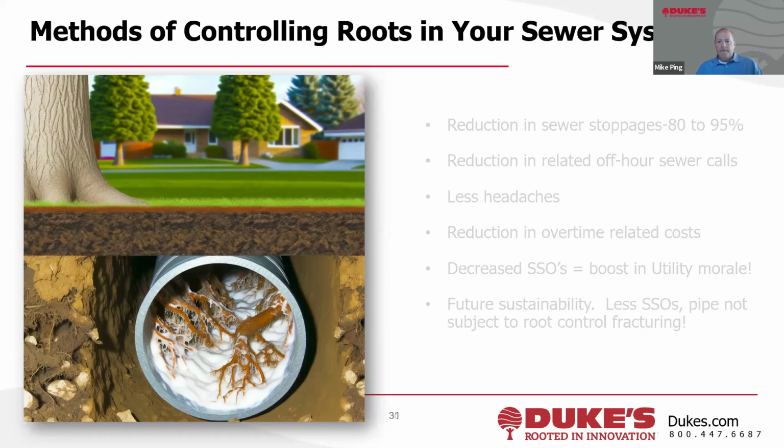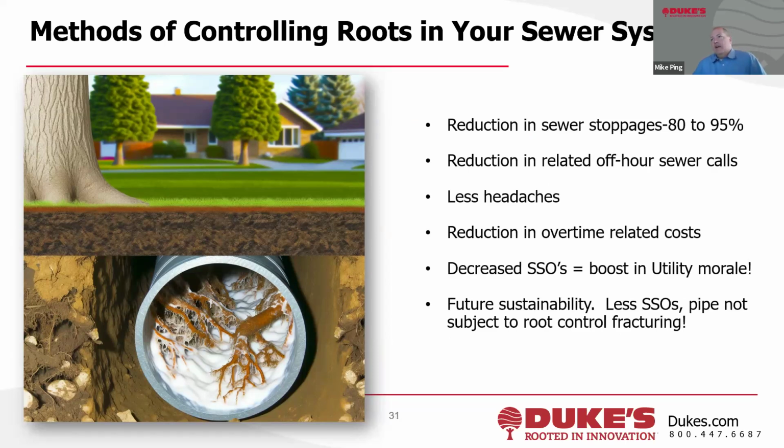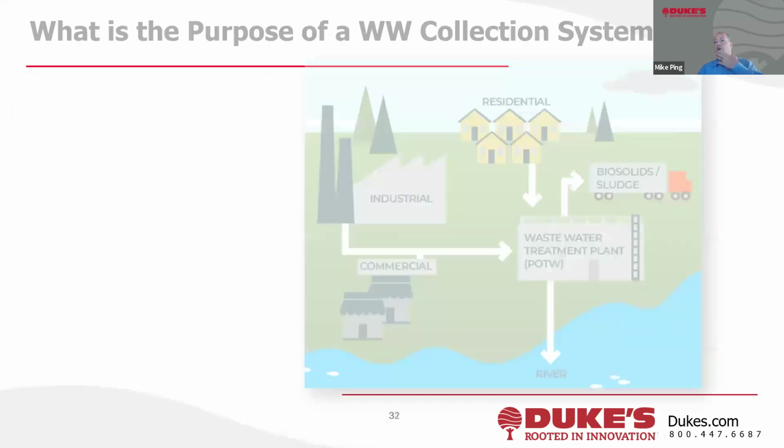So we've got the data here to show the reduction in sewer stoppages on the order of 80 to 95%. So with that, lots of benefits, including a reduction in related off-hour sewer calls, less headaches, a reduction in overtime related costs, and I think the simple things like decreased SSOs. I mean, that's key here. And this is information coming from utilities that we've worked with, a boost in utility morale. SSOs are problematic. And then there's the sustainability. There's less SSOs, and the pipe isn't subject to the fracturing that roots can foster.